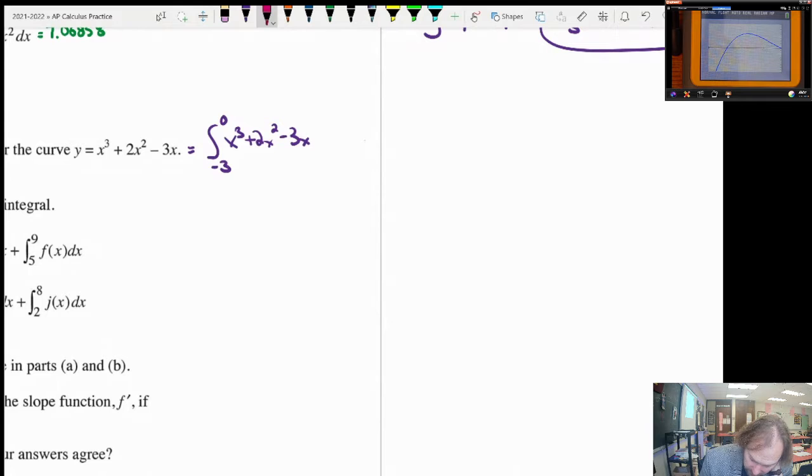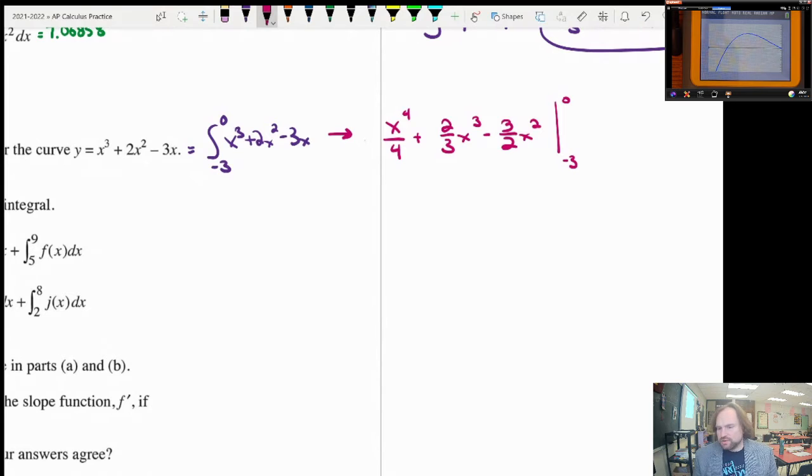So the antiderivative, I'm just going to put an arrow over here. This is going to be x to the fourth over 4 plus 2/3 x to the third power minus 3 over 2 x squared, and that's it. That's all we got. We don't need to put a plus c on this thing. And we're going to evaluate this from 0 to negative 3.